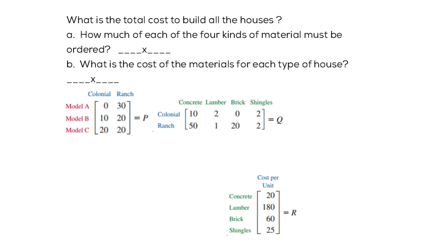All right, let's get it set up. I'm going to take P times Q. Now P is a 3 by 2. Q is a 2 by 4. So my result is going to be a 3 by 4. That's a pretty big matrix. I left us room to do it right here. It's 3 rows, 4 columns.